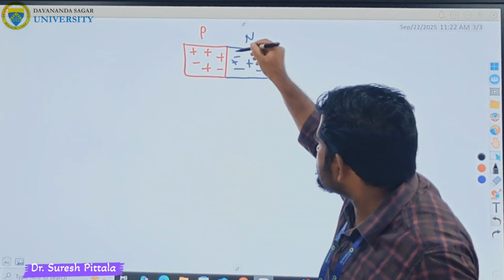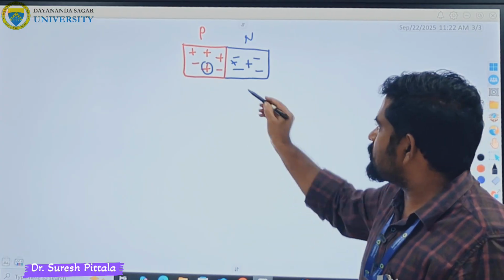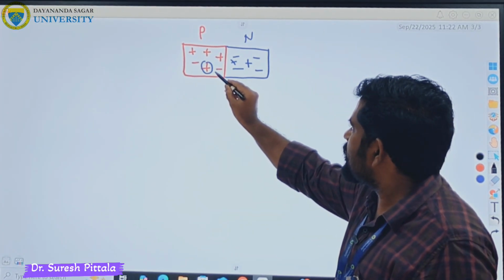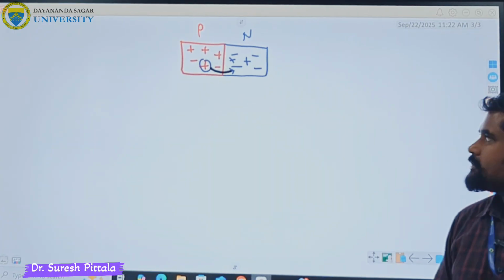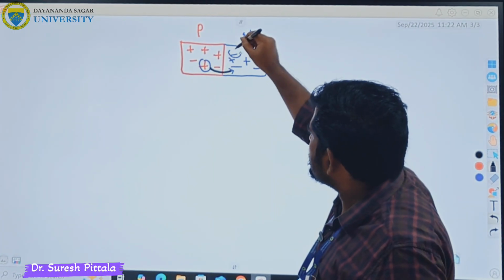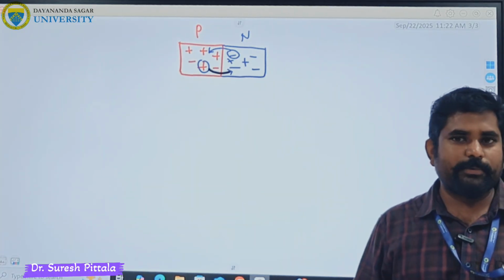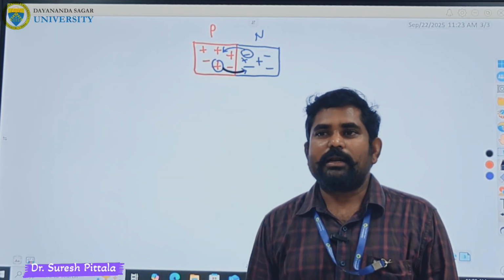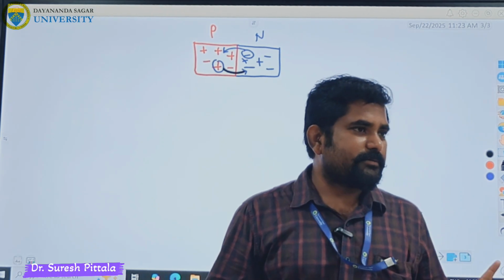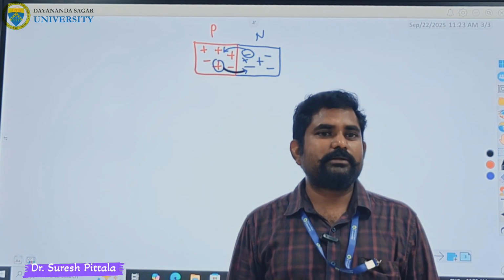So take one example. The positive charge wants to go to the other side because there is a negative charge. Similarly, from this side, the negative charge wants to go and meet the positive charge in the other region, the P region, or else we say it is recombination. Okay, electron hole recombination. Keep it in mind. So there are electron hole pairs, or else recombination will happen.